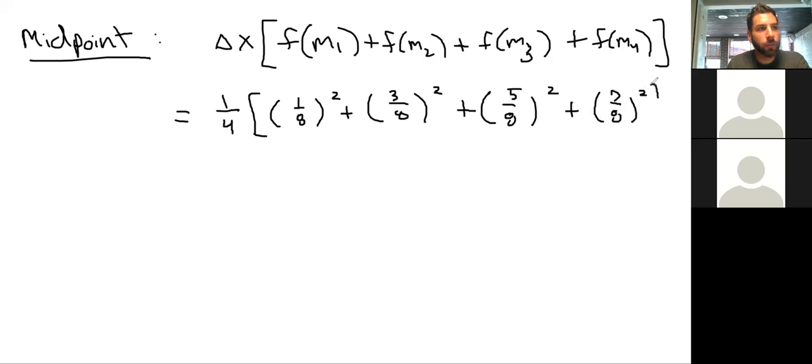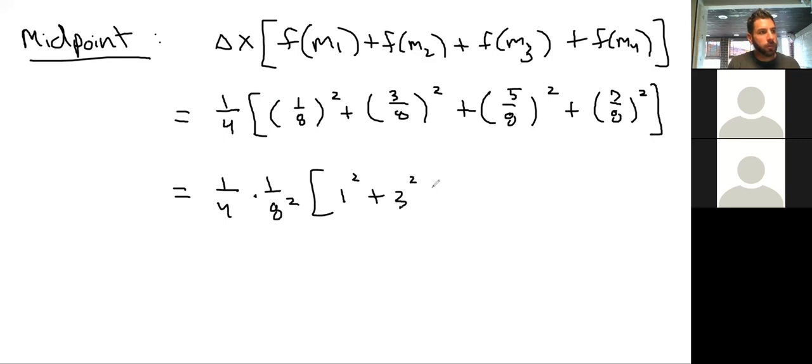And then lastly, we take the fourth midpoint, which is 7/8 squared. And if you factor this out, that's 8 squared. And then what you're left with is 1 squared plus 3 squared plus 5 squared plus 7 squared.